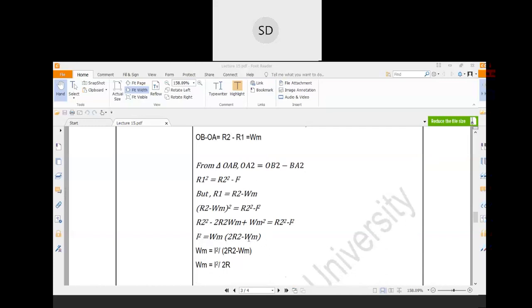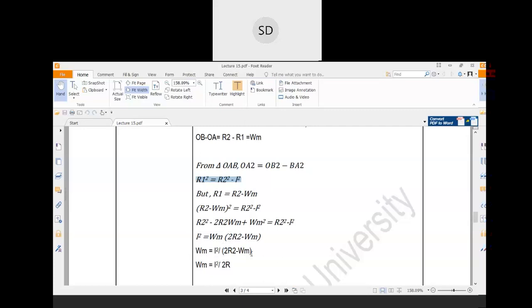So how do you get this? First, you got from the right angle triangle that R1 square equal to R2 square minus L square. Now put the value of R1 as R2 minus Wm over here. So R2 minus Wm whole square equals R2 square minus L square. Then you just spread it out. It would be R2 square minus 2 R2 Wm plus Wm square equal to R2 square minus L square. From that, find out L square. So L square is equal to Wm into 2R2 minus Wm. In other words, Wm equals L square divided by 2R2 minus Wm.